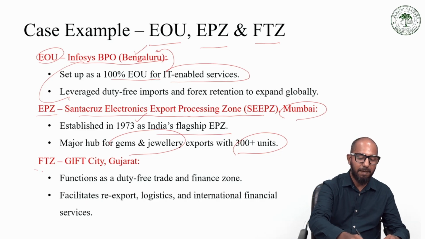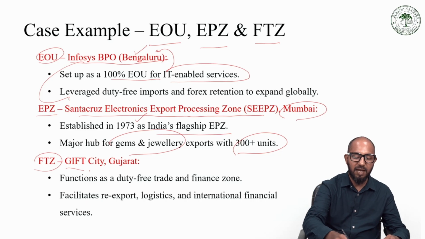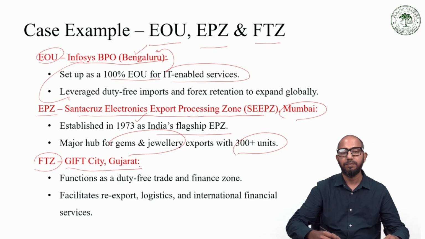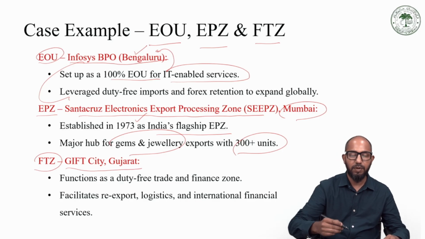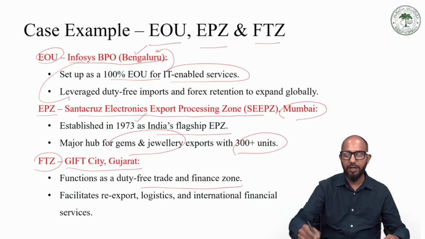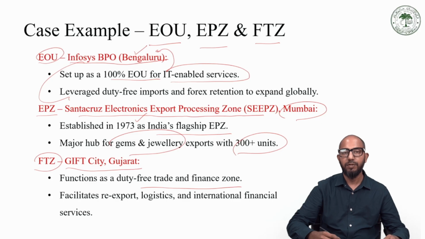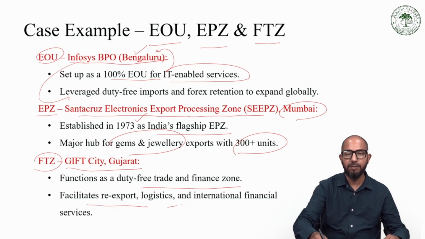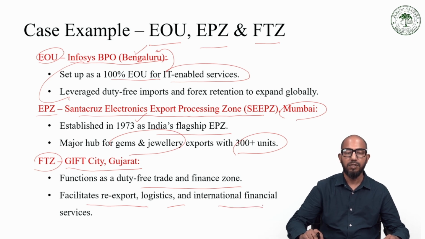The third is the example of free trade zone, and the example is Gift City in Gujarat. Gift City in Gujarat functions as a duty-free trade and finance zone, and because of the benefits and incentives which it has received, it has become successful in facilitating re-exports, logistics, and international financial services. Thus, we can see with this case example that all these units and zones strengthen India's global competitiveness in international trade.